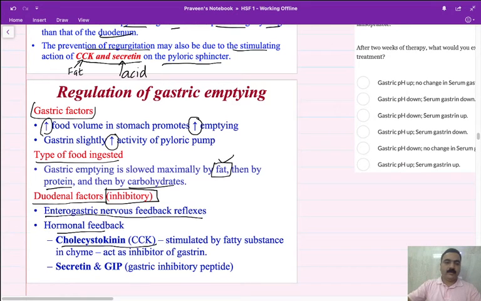Just now we have described CCK, stimulated by the fatty substances in chyme. It acts as an inhibitor of gastrin, secretin and GIP. GIP is what? Gastric inhibitory peptide. Okay, there is another name for GIP. What is that? Gastric insulinotropic peptide. Otherwise it is also referred to as the gastric insulinotropic peptide.